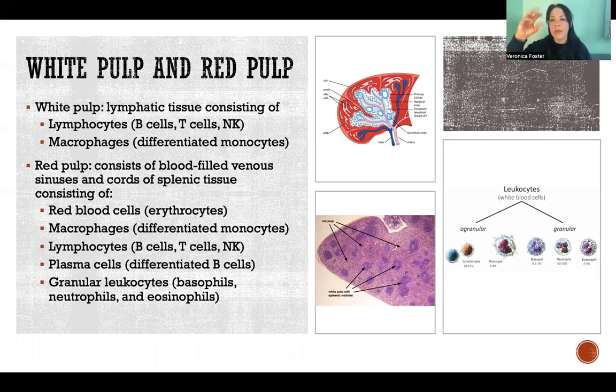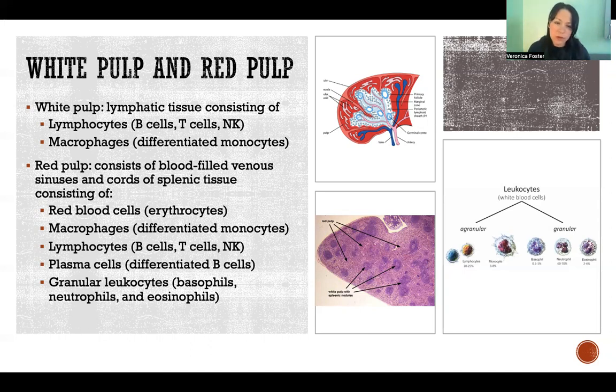Macrophages are like Pac-Man cells. They're big cells that go around and gobble stuff up. They clean up pathogens and debris and anything that needs to go away. They take them into their own cell body and digest them internally. So that's what macrophages do. The white pulp is made up of lymphocytes and macrophages, so immune cells.